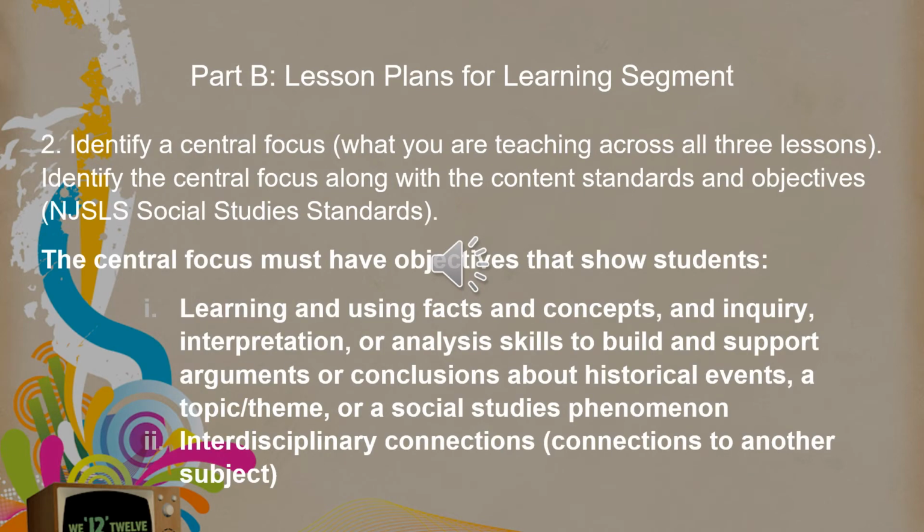Step 2 in building your lesson plans is going to be to identify a central focus, which is going to be the same thing that you're teaching across all 3 lessons. So you're going to choose this by going to your content standards, which is going to be the New Jersey Social Studies standards, and build your objectives from that. Your central focus for EdTPA must have objectives that show students learning and using facts and concepts and inquiry, interpretation, or analysis skills to build and support arguments or conclusions about historical events, a topic or theme, or some kind of phenomenon. And then the second thing it also needs to have is interdisciplinary connections, or a connection to another subject of some kind.